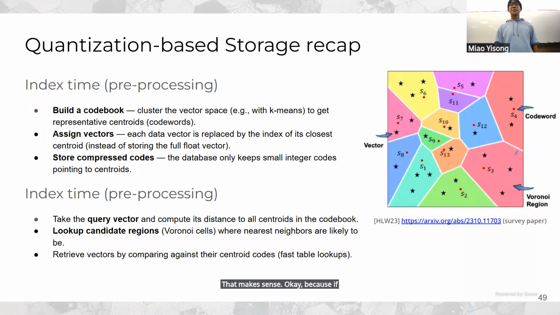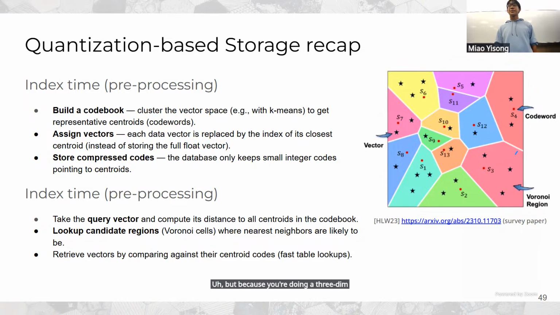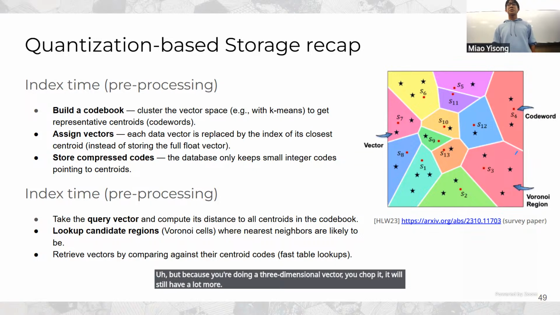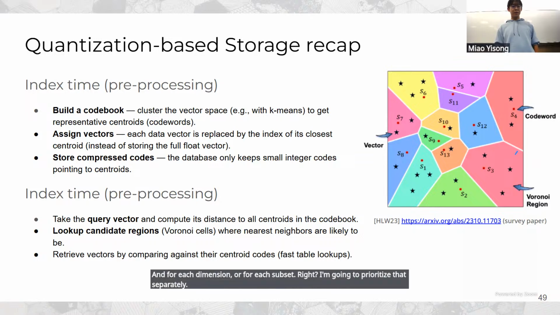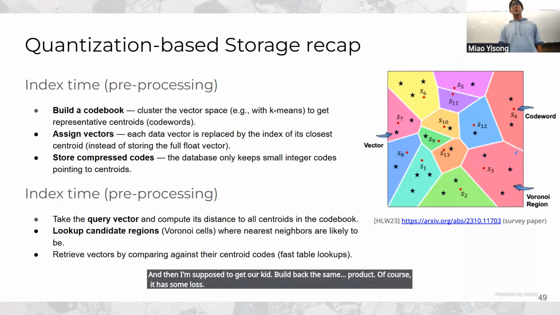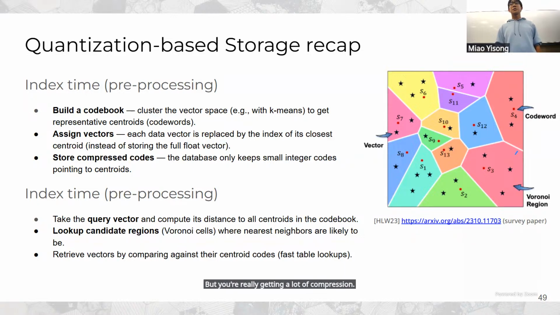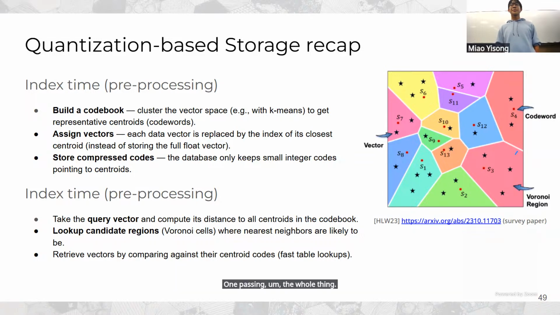Because if you took the 3-dimensional vector and quantized it with the same amount, because you're doing it on a 3-dimensional vector, it will still have a lot more digits of precision, so your codebook would be much larger. That's the cost savings you're getting from dividing up and saying for each dimension, or for each subset, I'm going to quantize that separately and then compose together. I can build back the same product. Of course, it has some loss, but you're really getting a lot of compression. So I like to think of it as, instead of compressing the 3-dimensional vector by quantizing the whole thing, you quantize each dimension separately.